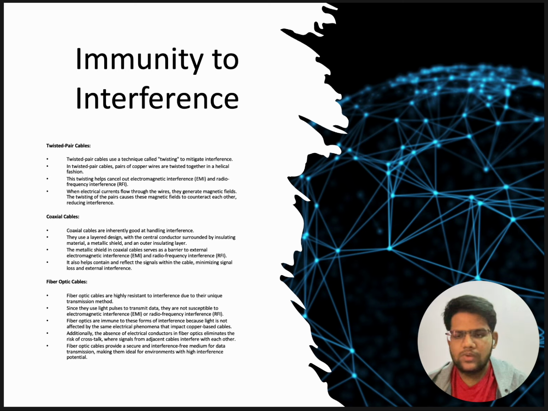In summary, twisted pair cables mitigate interference through twisting and insulating the wire pairs, while coaxial cables rely on their layered design and metallic shields. However, fiber optic cables are the most effective at handling interference because they use light signals, which are impervious to electrical interference, offering a high degree of immunity and signal integrity.